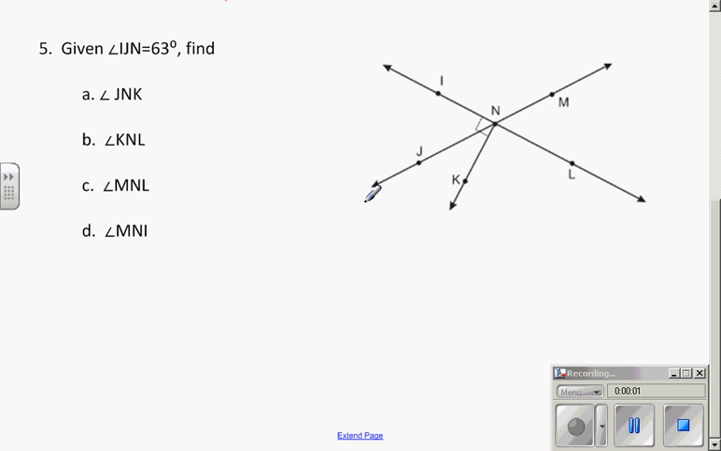Okay, here is part 2 of lesson 1.2. First off, we got to start with a typo. We are going to be given that angle INJ is 63.